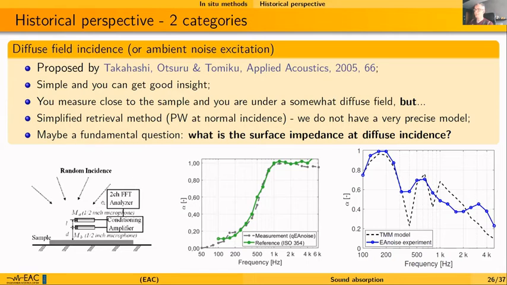And of course, the microphone and sample will be excited through all angles of incidence at the same time. And then we can use a simple model to retrieve surface impedance. It is a simple method, and you can get good insight on the characteristics of the material. Different from the reverberant room methods that are standardized, here you measure close to the sample, and you are under some kind of diffuse field.